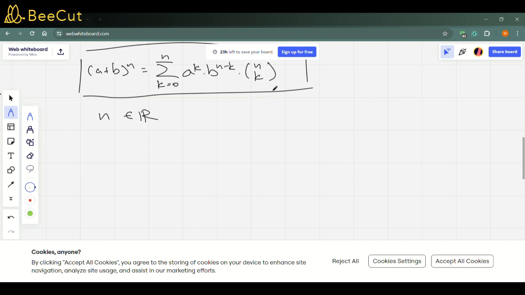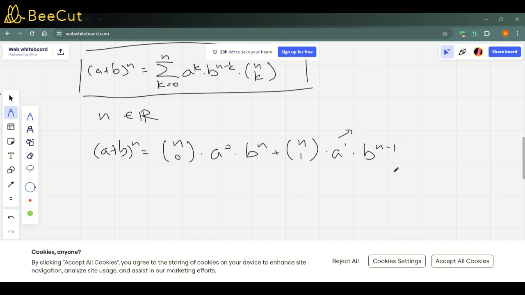So let's just take a closer look at this formula here. We have (a + b) to the power of n. This is equal to n choose 0, a to the 0, b to the n, plus n choose 1, a to the 1 times b to the n minus 1. And essentially, this number keeps increasing by 1, this number keeps decreasing by 1, and this number keeps increasing by 1, until you get to n, right?